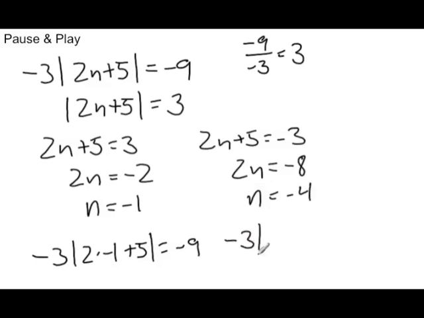Negative 3 times absolute value of 2 times negative 4 plus 5 equals negative 9. So 2 times negative 4 is negative 8, plus 5 is negative 3. Absolute value of that is 3, times negative 3 is negative 9. So both of these solutions, negative 4 and negative 1, check out.